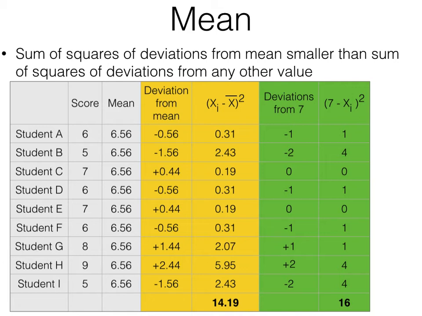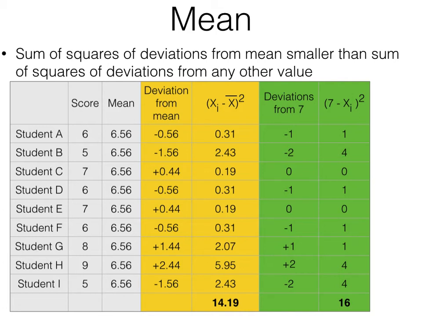So look at this chart and what we've done here. The deviation for student A from the mean is a negative 0.56. Going across to the right, when I square that difference, I end up with 0.31. So that's the squared deviation for student A.